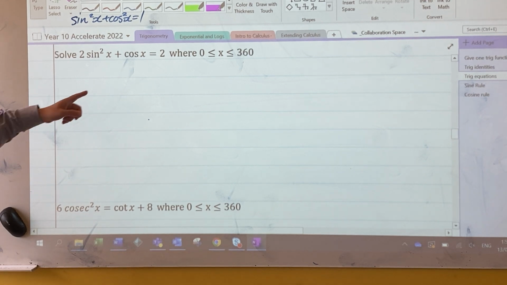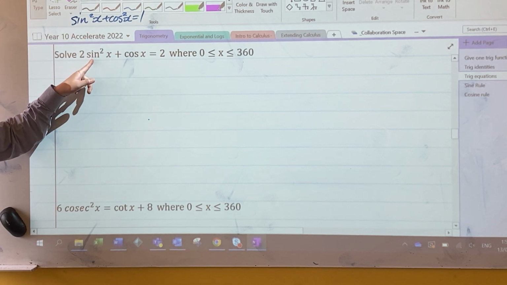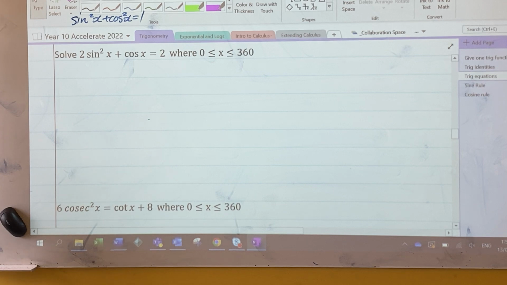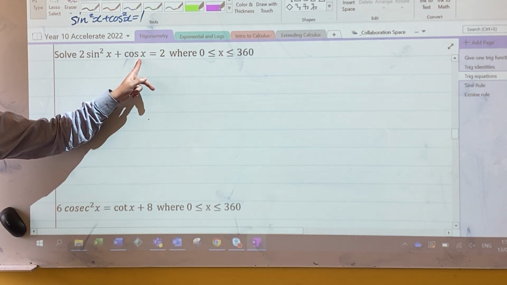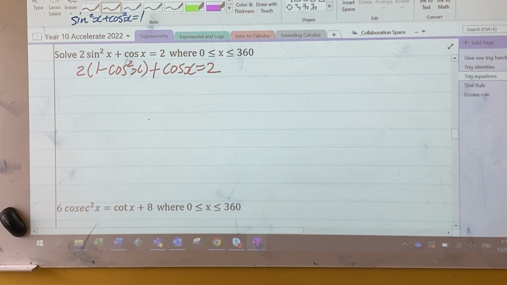Now, because I've got cos x here, I'm going to change sine square x into 1 minus cos square x, so that I can combine that term and it becomes a new quadratic. So I'm going to write down like this: 2 times (1 minus cos square x) plus cos x equals 2. Just use that identity. This identity is super important.